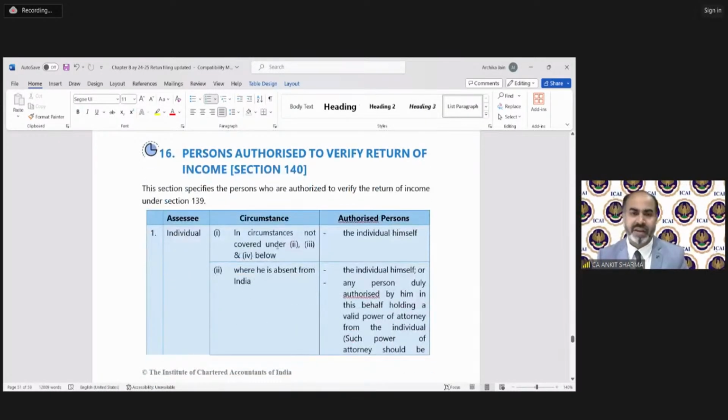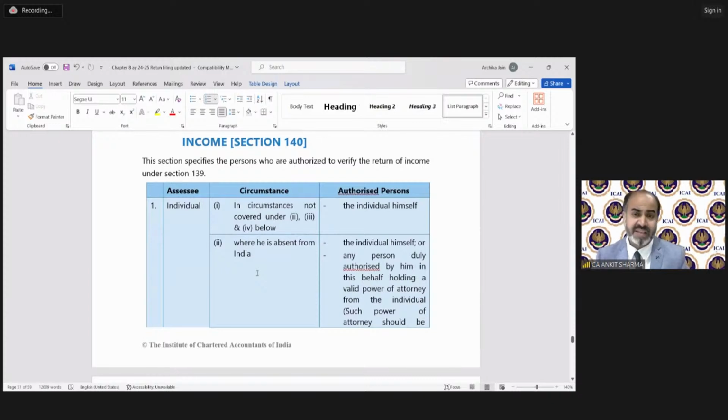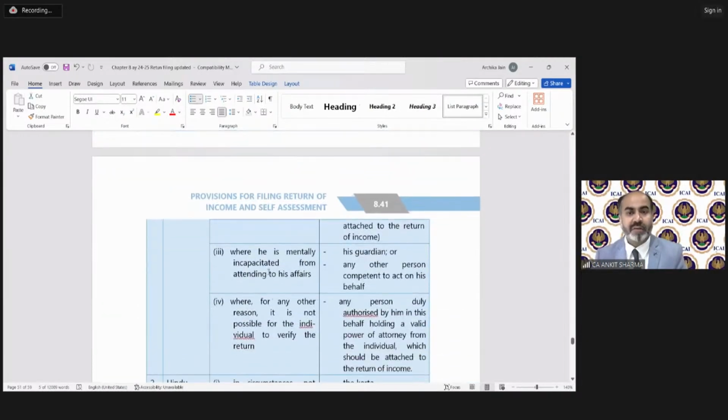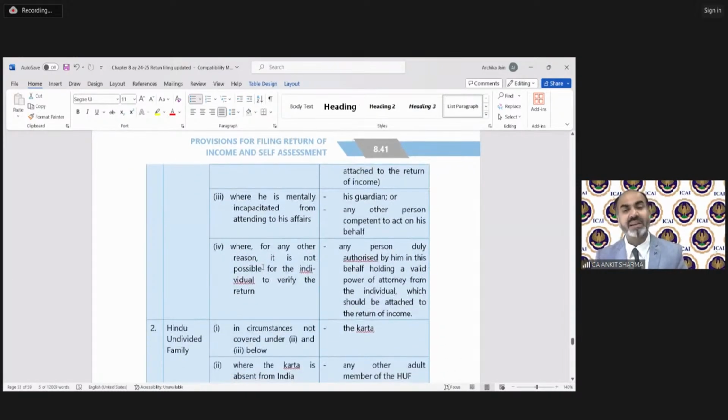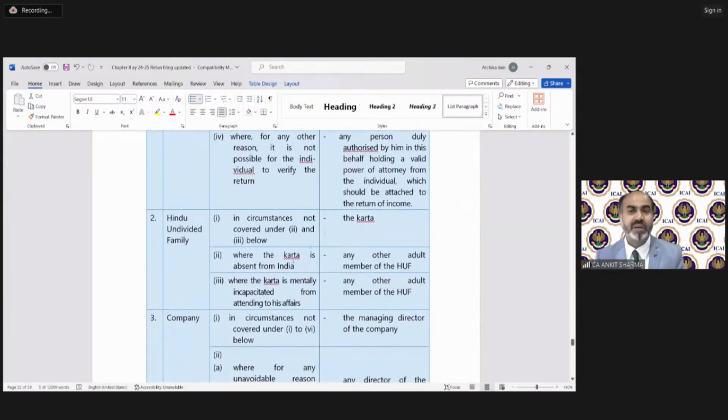Who can be authorized to verify the return? Of course, in case of an individual, he will verify the return. If he is absent, outside India, then the individual himself or the person who holds his power of attorney can validate the return. Where he is mentally incapable, then the guardian or any other person will validate his return. For any other reason, if it is not possible, then the person authorized by him can validate his return. In case of HUF, the Karta will validate.